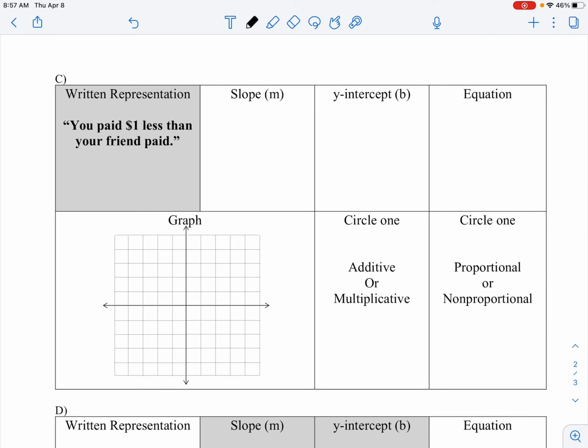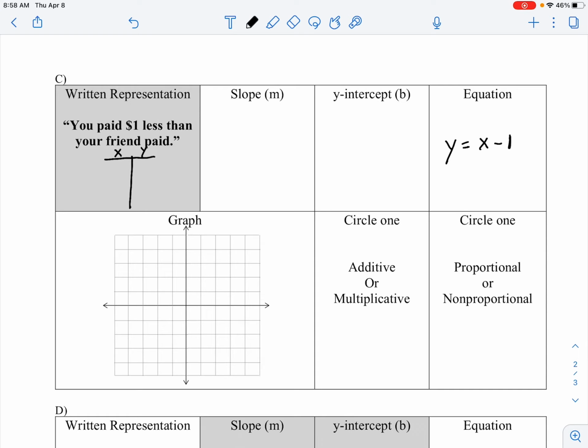They have a written representation. We are still going to make a table out of that, though. We kind of skipped written representations, which is okay. So we paid $1 less than our friend paid. So let's go ahead and start out with an equation from that. Y equals, well, do we know how much our friend paid for something? We don't really, right? So we're just going to call that x since we don't know it. And then $1 less than that x, well, anything we pick for x minus 1 will be $1 less.